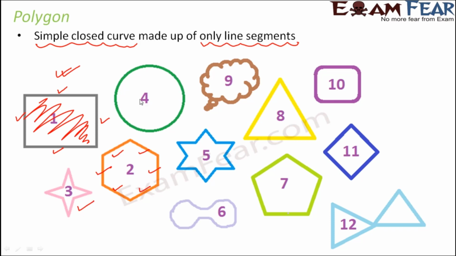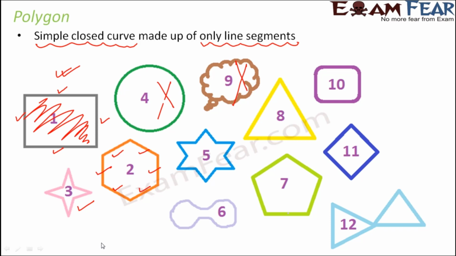Number 4. Here again this is a simple curve. This is a closed curve. But is it made up of line segments? No. So that means that is not a polygon. When you look at number 9, here also you see that it is a closed curve, but it is not a polygon because it is not made up of line segments. So in this way you can decide which out of these 12 curves are polygons and which are not.